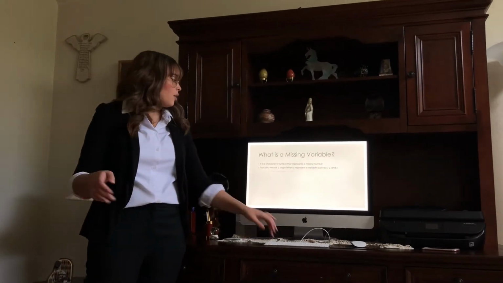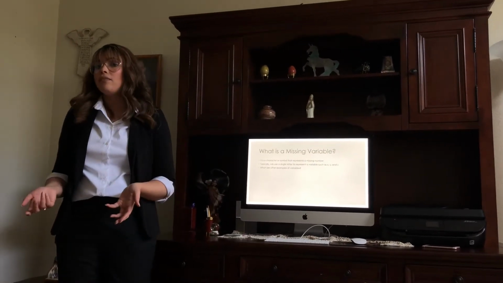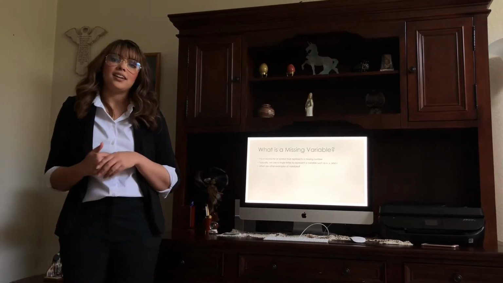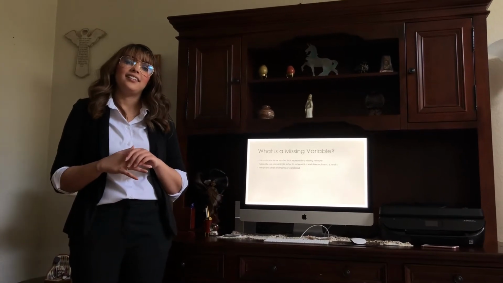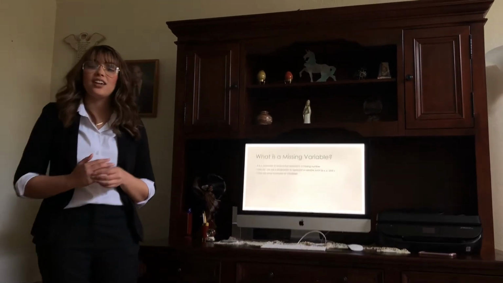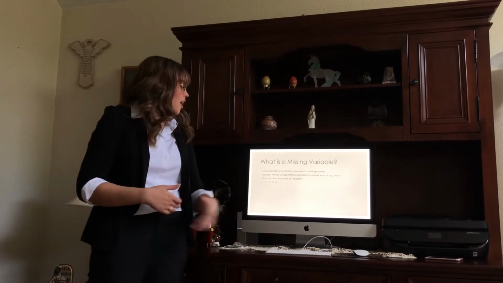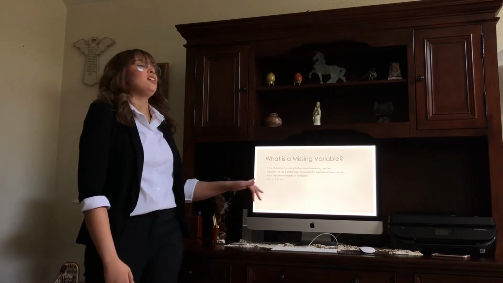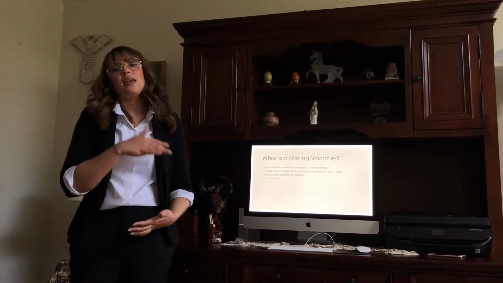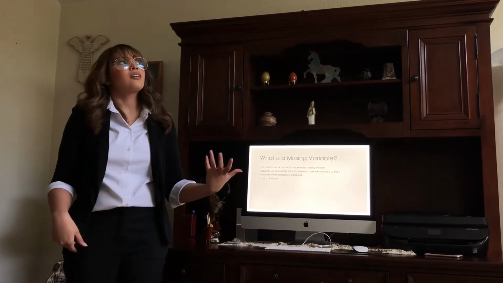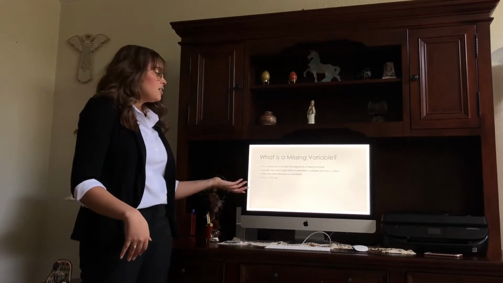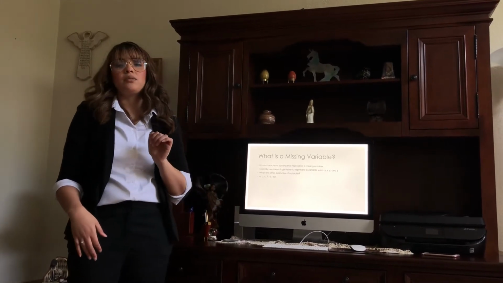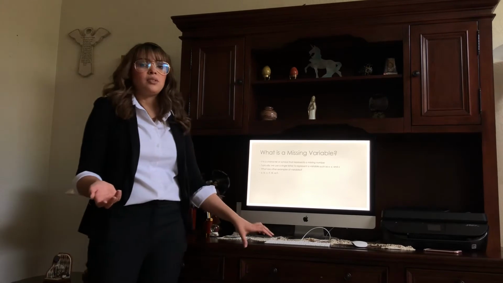Does anyone know any other examples of variables besides X, Y, and Z? J. Yeah, that's right. J could be a variable. It could also be an A, a B, a C, a question mark, or an @ sign. It can be any letter or any character or just any symbol that you can put into an equation, and that's going to represent the missing number.